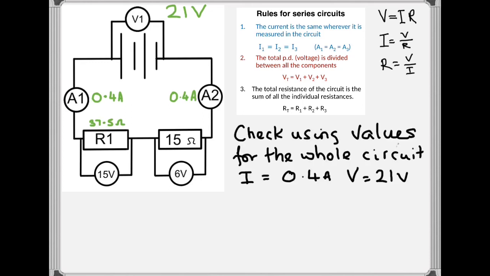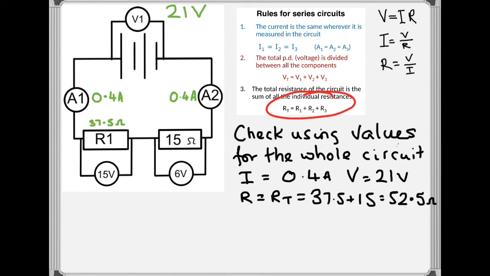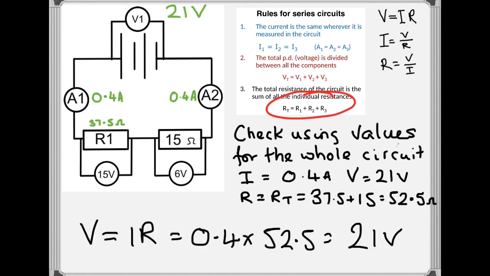And again, if I wanted to, I could double check my workings using values for the whole circuit. I know that the current flowing through the whole circuit is 0.4 amps. I know that the voltage across the whole circuit, the PD across the whole circuit, is 21 volts. And so I now need to use rule 3, that the total resistance of the circuit is equal to 37.5 plus 15. So that's going to give me a total resistance of 52.5 ohms. And if I substitute that into V equals IR, that's going to tell me that 0.4 times 52.5 does indeed equal 21 volts. So that's a nice way just to check, and that's how you would solve that problem.